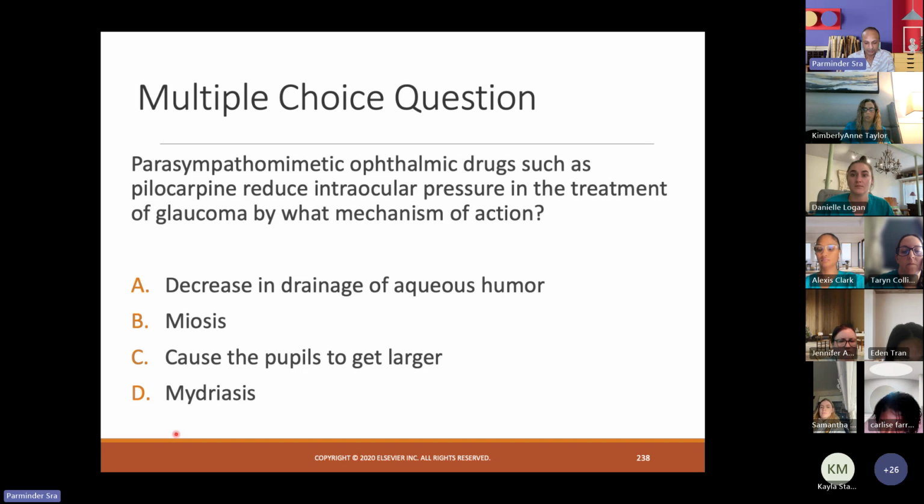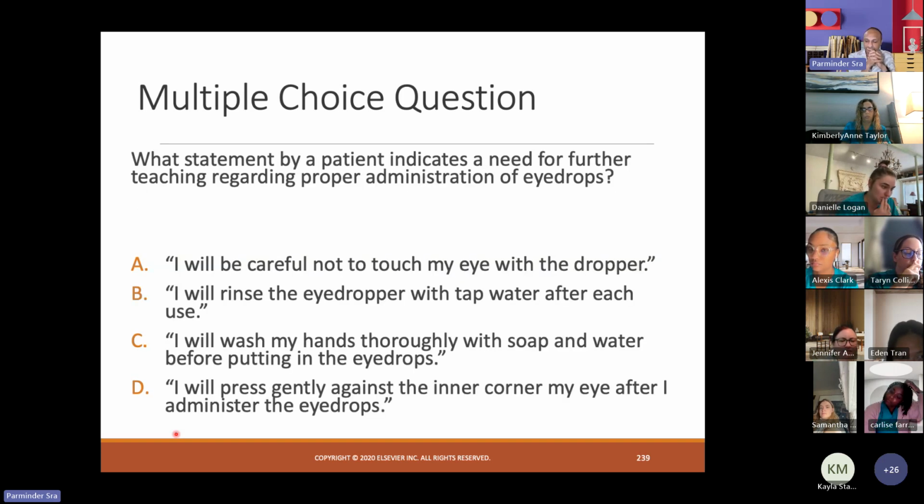Okay, good job, guys. Yes. B is the correct choice. Miosis. Open angle glaucoma. Because it causes constriction of the pupil, which increases the outflow of aqueous humor, decreasing the intraocular pressure. Okay, next question.